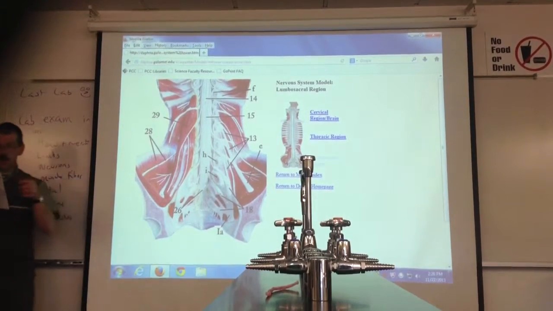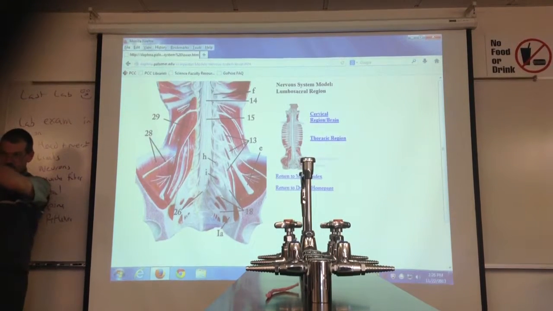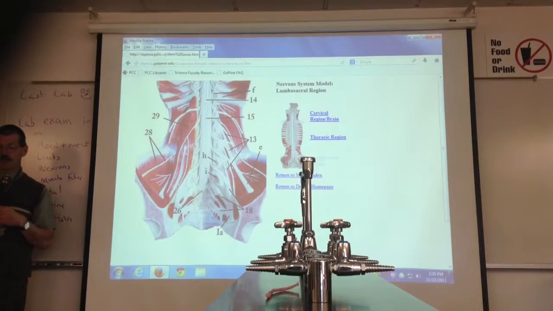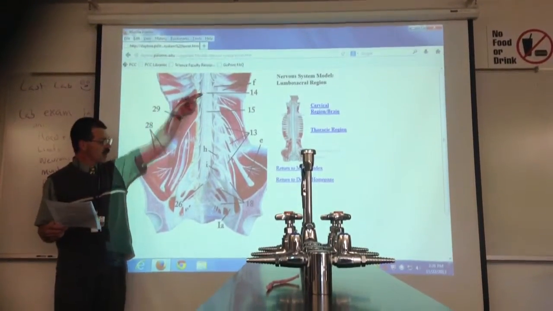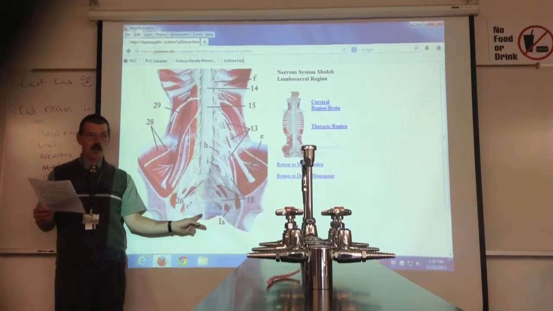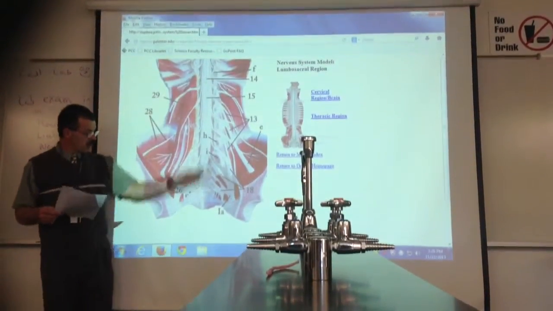What do you call the very bottom nerve? Filum terminale, literally thread end. So conus medullaris ends the cord, filum terminale ends the cauda equina. So they're not the same thing. So the cord ends here, but the nerves end there.